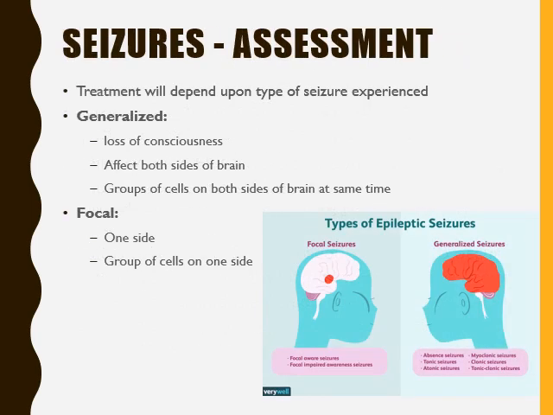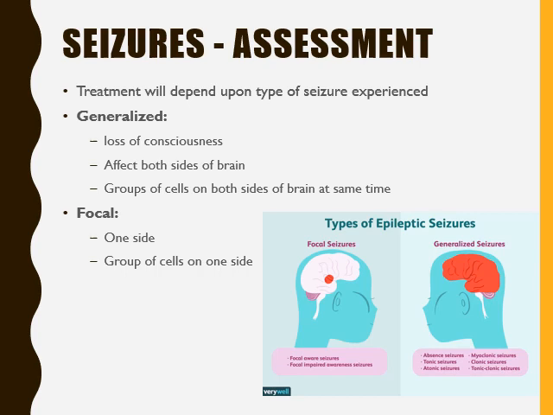So seizures really is going to depend on the type of seizure. Generalized seizure, basically, they actually have a loss of consciousness. Usually it affects both sides of the brain and the cells on both sides of the brain at the same time. And there's different types of seizures. You can have grand mal seizures, tonic-clonic seizures, petit mal seizures. But the generalized one is where they actually lose consciousness. You have a hard time waking them up while they're having their seizure, and it's both sides of the brain.